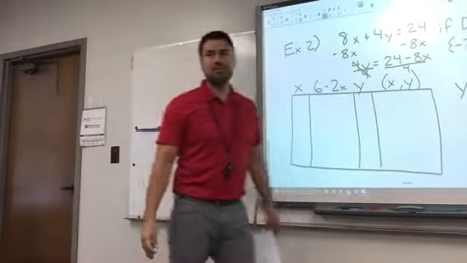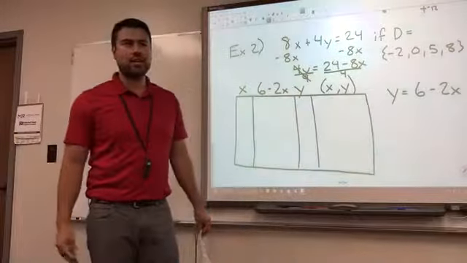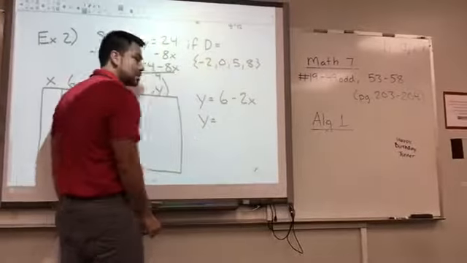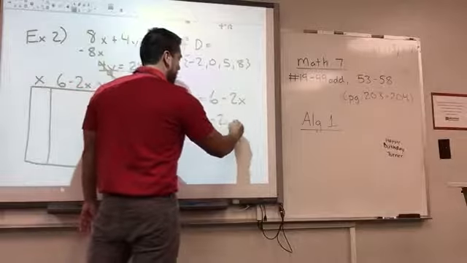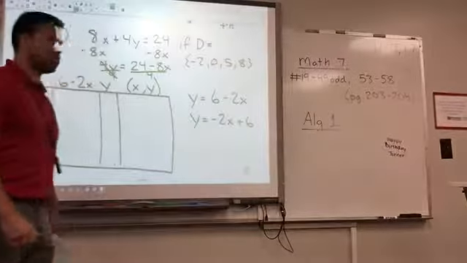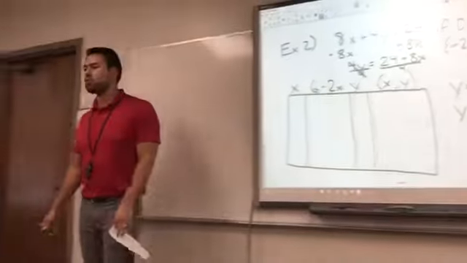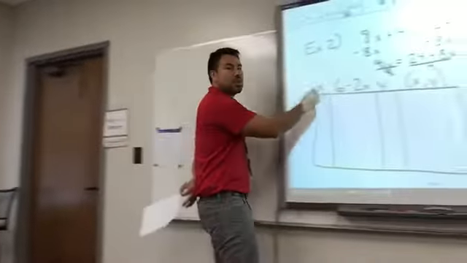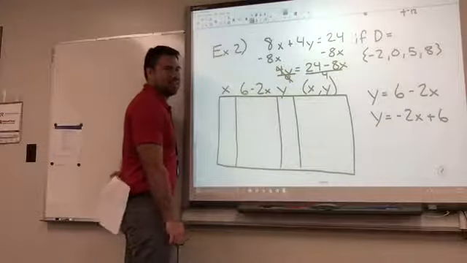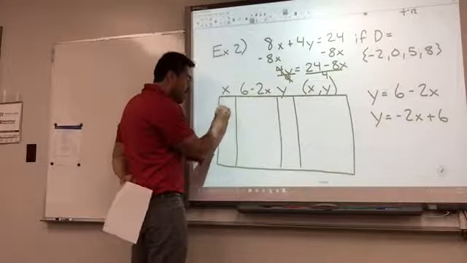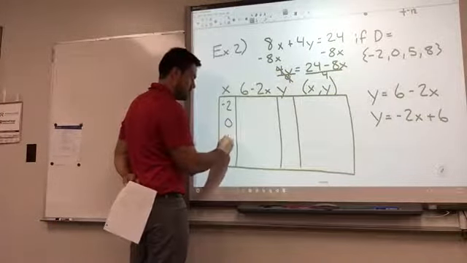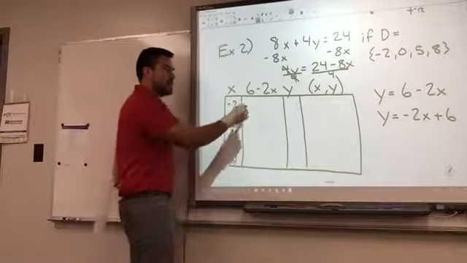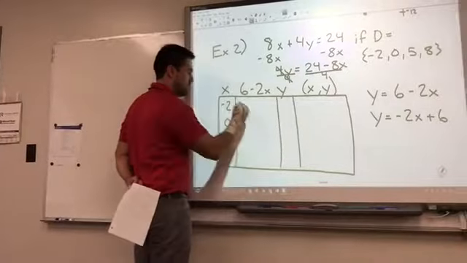Or could you have put it a different way? There's a little bit different way you could have done it. And it's totally okay. Ready? Y equals 6 minus 2x, but it also equals negative 2x plus 6. Is that true? Okay, so it doesn't matter which way you put it. If you're more comfortable with one or the other, fine. All right, what are my x values, Harrison? Negative 2, 0, 5, 8. All right, so I have my 4 values. Go ahead and evaluate them all to get my y's.